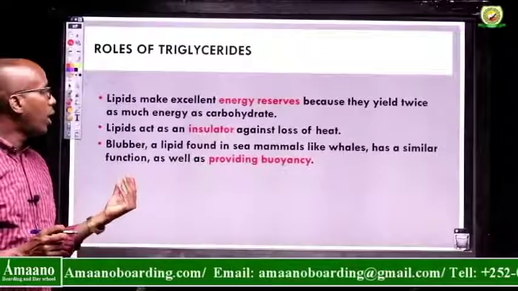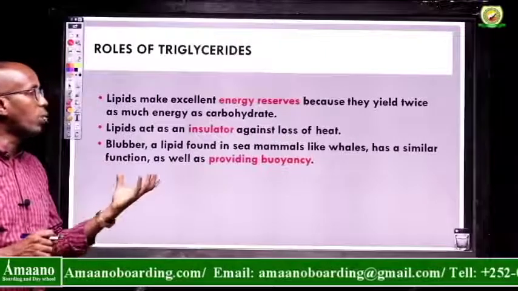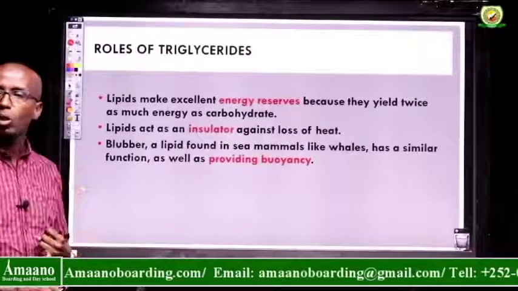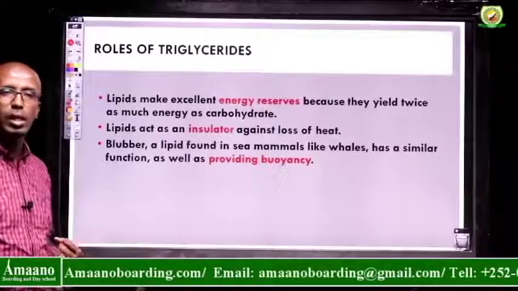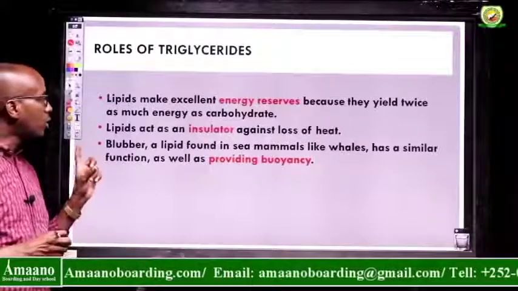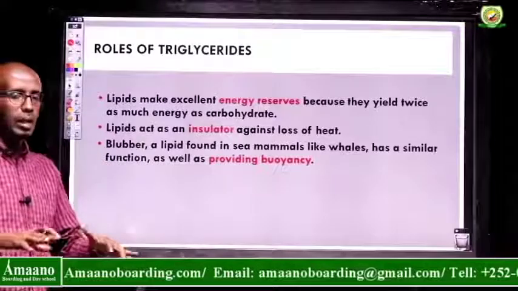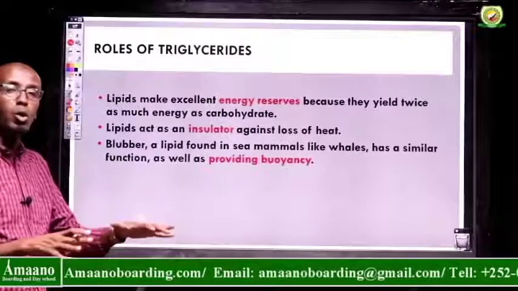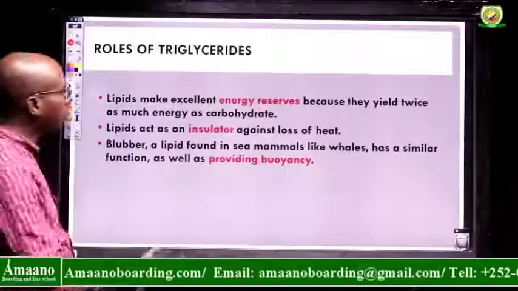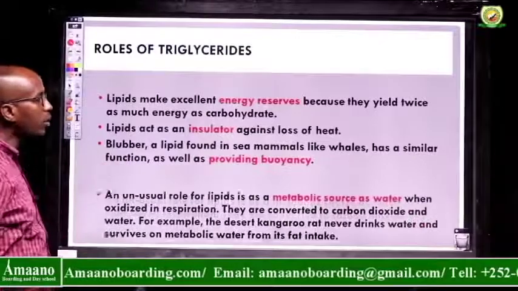Okay, blubber, a lipid found in sea mammals. This is a lipid found in sea mammals like whales. It has a similar function to other lipids, like keeping the body warm as an insulator and storing the energy. It has that function, but in addition to that, it also provides buoyancy. Buoyancy means the ability of the organism to float in the water. Since lipids are less dense than water, they can provide this to the mammals in the sea.